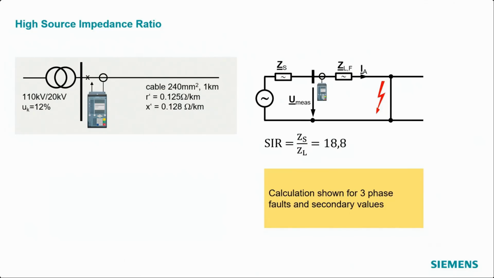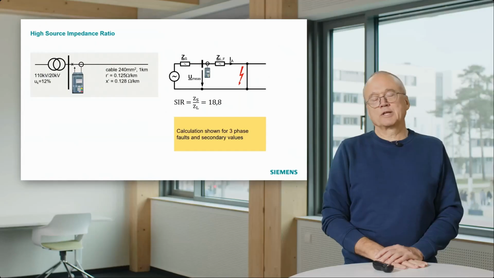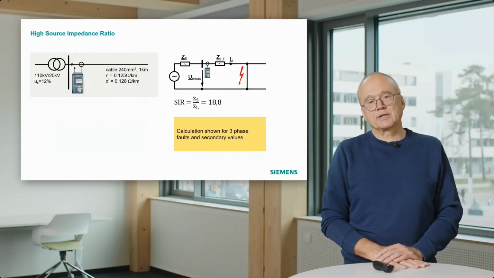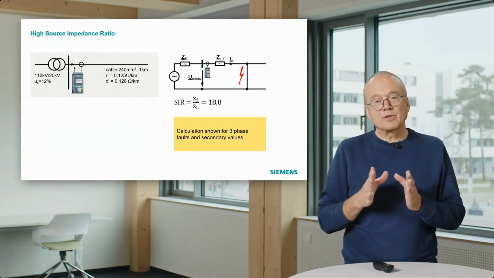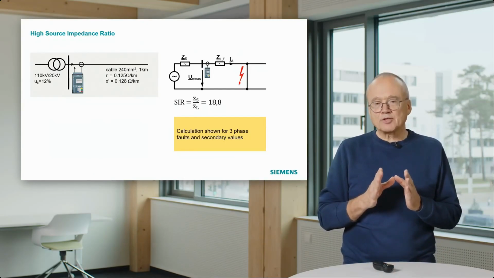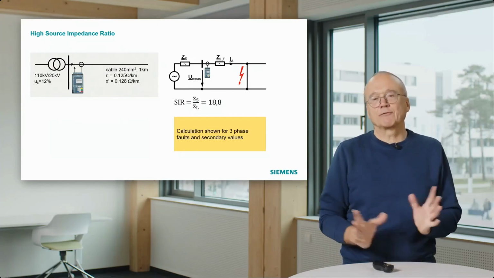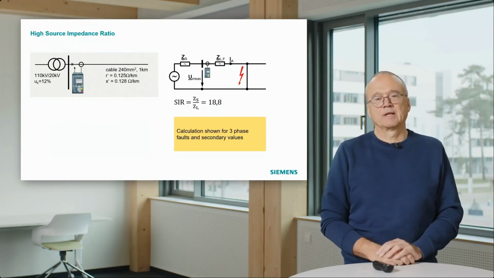And here, this source impedance ratio is defined as follows. It's just the ratio of the source impedance divided by the line impedance. And in our case, we can calculate the source impedance from the transformer data. You see here these 12% transformer data. And from the cable, we also had a look at the data. In this example, the source impedance ratio is roughly 20, 18.8.